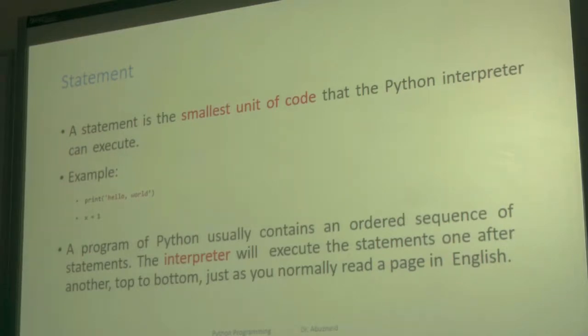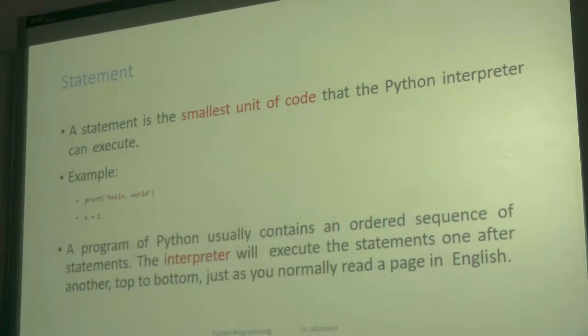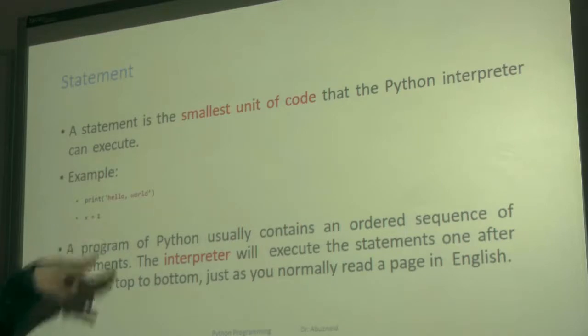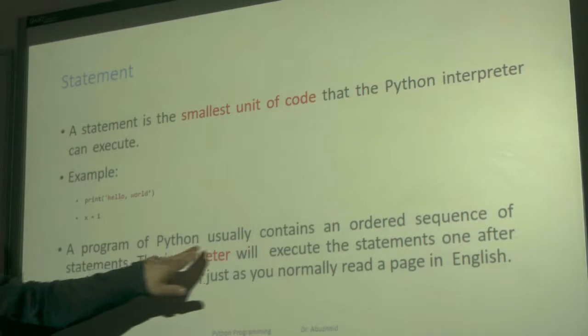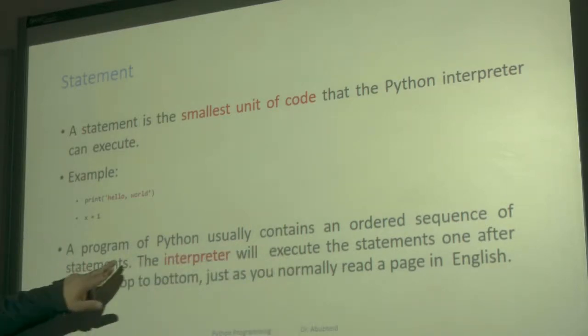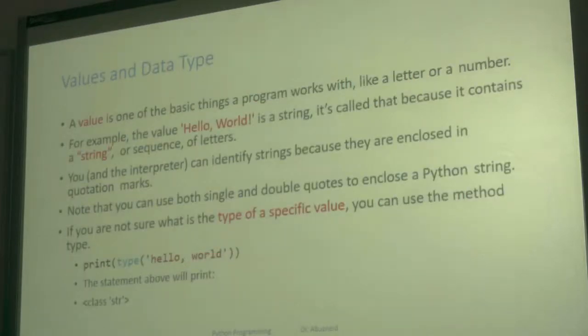So let's take a look at the statement. What is a statement? A statement is the smallest unit of code that Python can interpret. For example, a print statement, an assignment statement, and so on and so forth. A Python program usually contains an ordered sequence of statements. The interpreter will execute the statements one after another, top to bottom, just as you normally read a page.